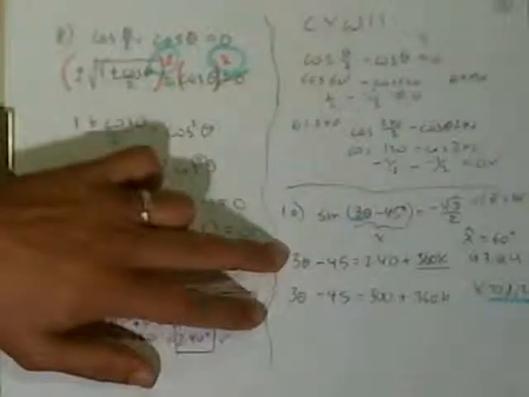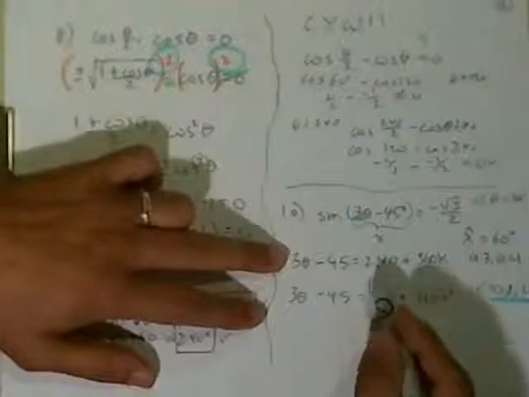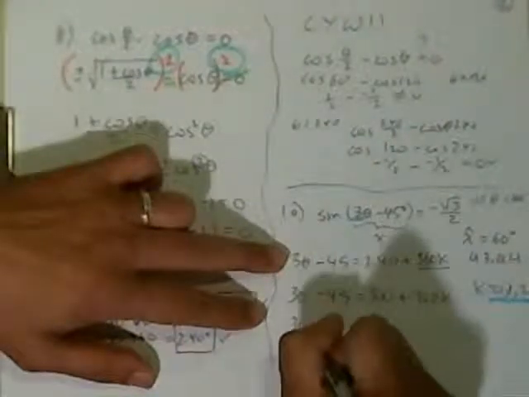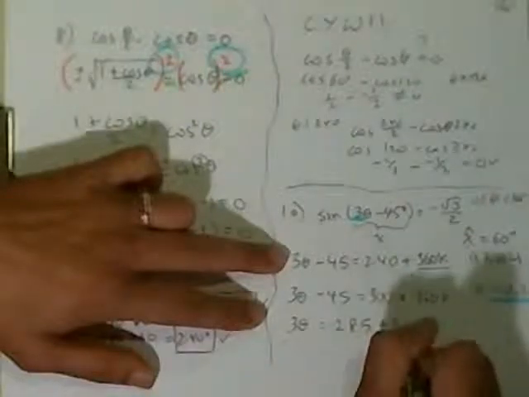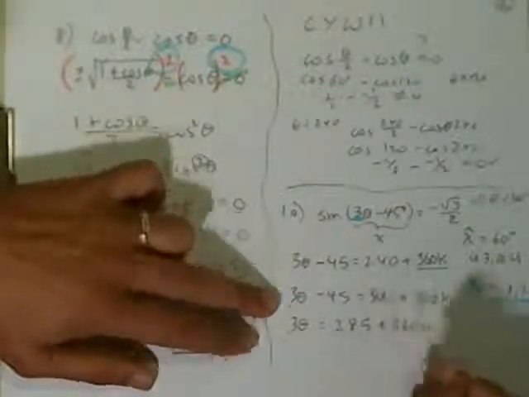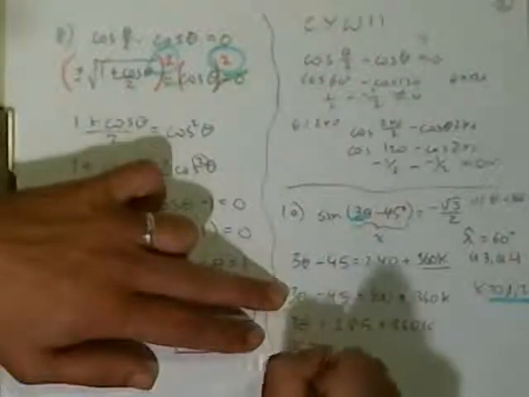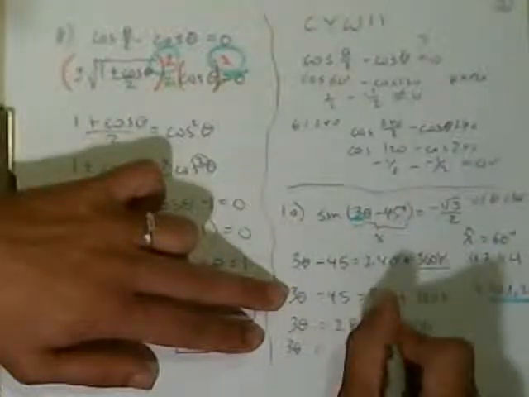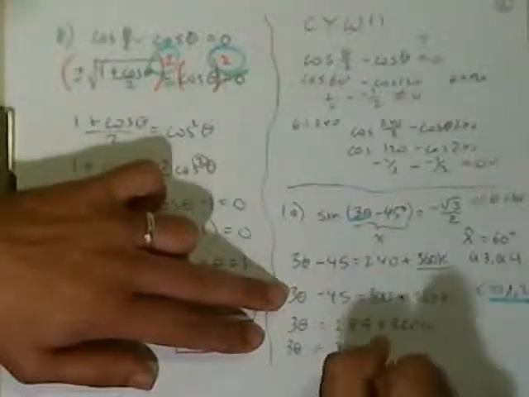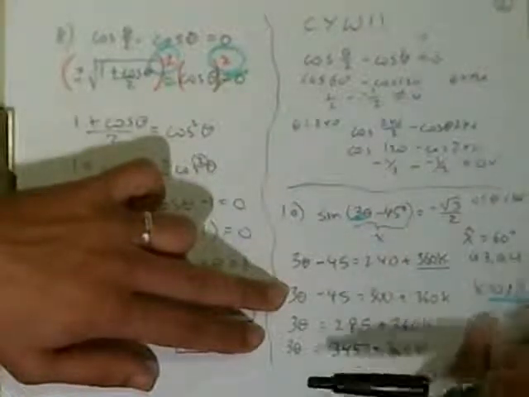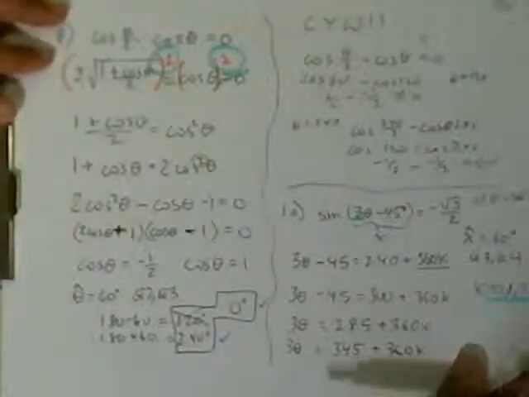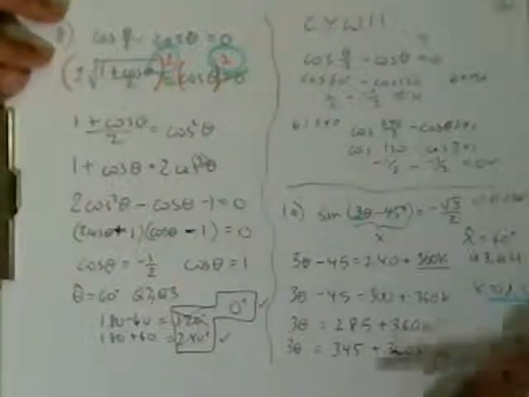So let's rewrite this again. We're going to add 45 to it. 3 theta is equal to 285 plus 360k. And 3 theta is equal to, adding 45, 345 plus 360k. Okay, got that so far? There's not enough space here, so I'm going to use the next page.